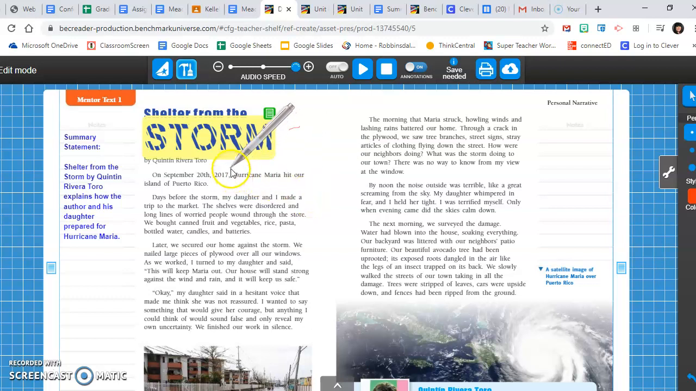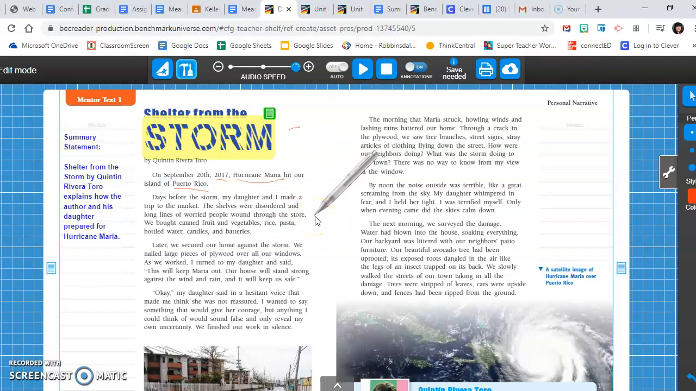Okay, the date could be important, so I'll underline that. I don't know if I'm going to include that yet. I'm going to underline the name Hurricane Maria because that identifies the storm and the name of the storm. Although, since I put that in my summary statement, I might not use that. Our island of Puerto Rico. This tells me where the storm took place. That could be important. Days before the storm, my daughter and I made a trip to the market.